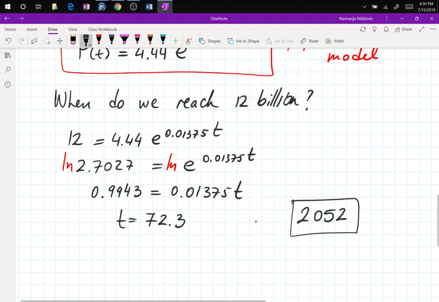So 2052, which is in 30 years technically, we will, by this model, reach 12 billion as the population. Now, does this sound okay? Well, of course it sounds okay, because if in 1972 we had half of the population we have today, then you can see that in the next few years, because remember, exponential functions grow fast. So the further we go, the faster it grows.